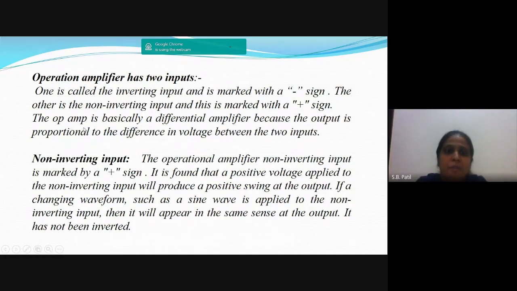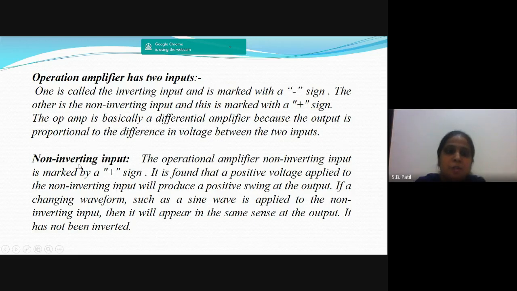The operational amplifier is also called a differential amplifier because the output is proportional to the difference in the voltage between the two inputs. That means the operational amplifier can be used as a differential amplifier, and the output is proportional to the difference between these two input voltages.